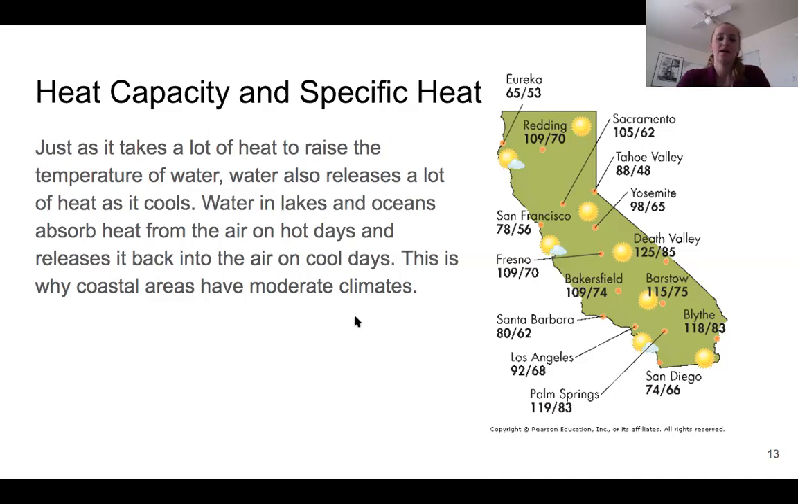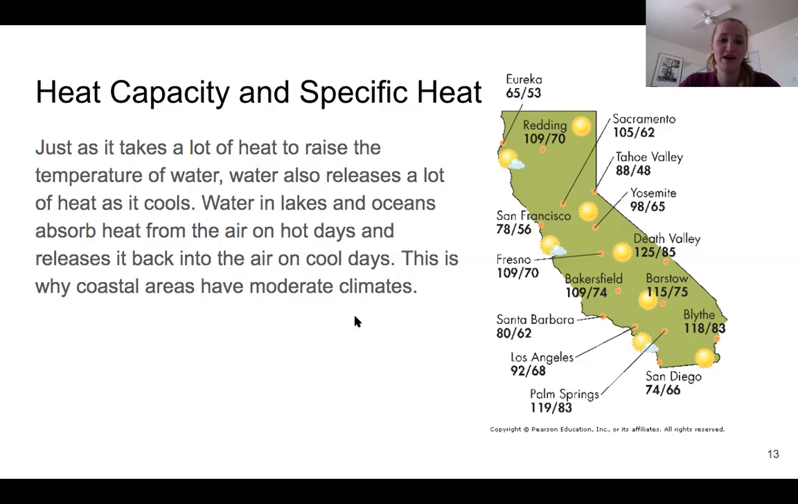Good to go. So how many of you have ever been to California? I bet a lot of you, right? I grew up in North LA, and we never really experienced very large swings of temperature like we do in Las Vegas. When I lived in Idaho, I would experience a 100-degree Fahrenheit temperature difference between winter and summer. In California, you don't really have that, and that's because of heat capacity. Just like it takes a lot of heat to raise the temperature of water, water also releases a lot of heat as it cools.